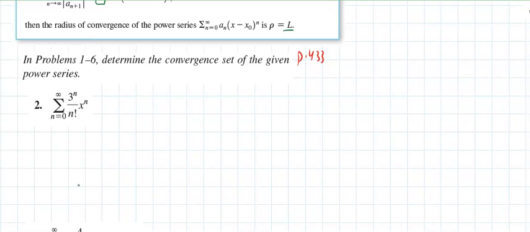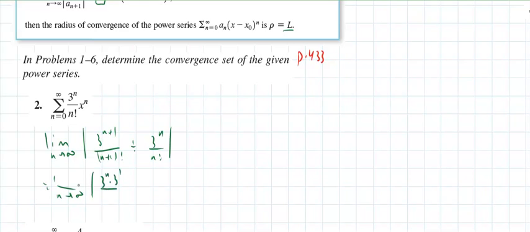Determine the convergence set for this power series. So that way you would start, you would take the limit as n approaches infinity of 3 to the n plus 1 divided by n plus 1 factorial divided by 3 to the n over n factorial. I'm going to write every step for the first problem only. After that, this is n plus 1 times n factorial. Instead of dividing, you multiply by the reciprocal. And those cancel, those cancel out, and those cancel out.